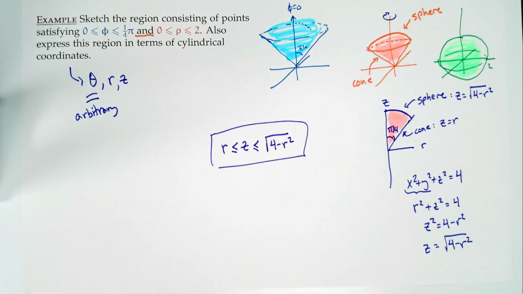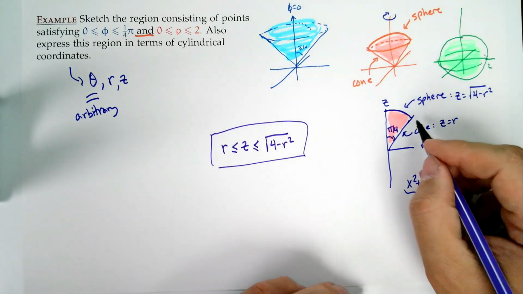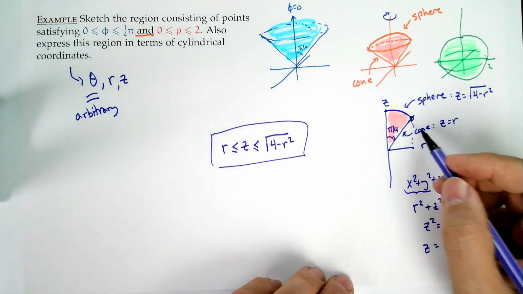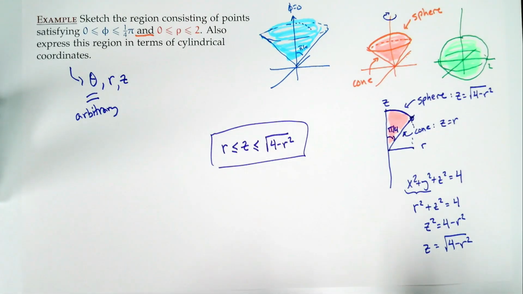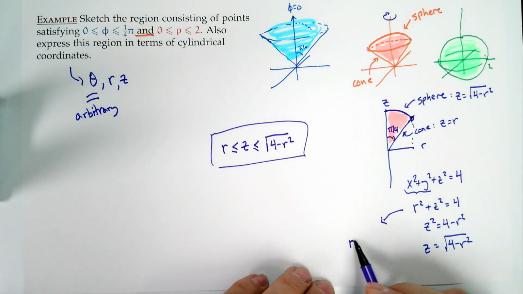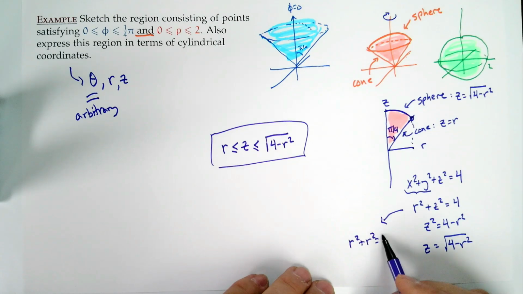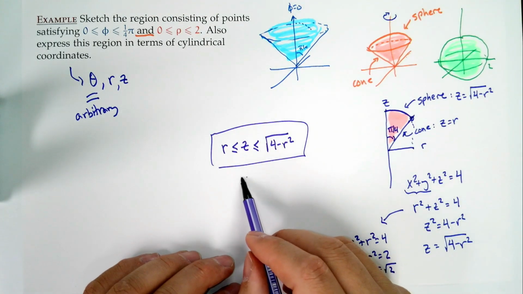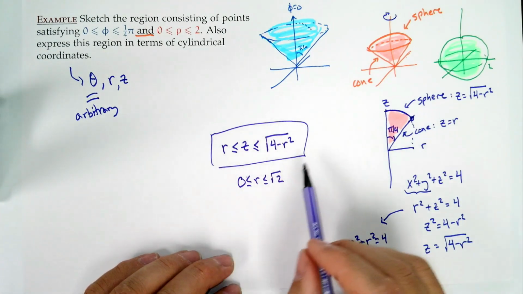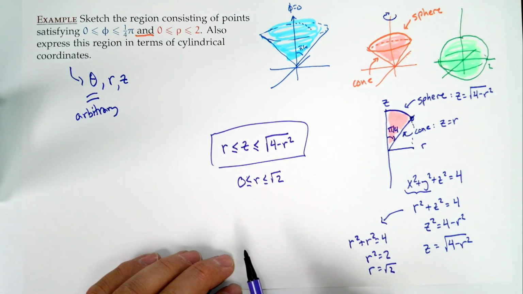Now, you might want to say, can we go a little bit further and say what's true about r? Well, we can. If I want to know where r goes between, I can figure out where these intersect. Wherever they intersect, it has to be the case that r and z are the same. So if r and z are the same, then r squared plus r squared equals 4, or r squared better be 2, or r equals the square root of 2. So we could add in 0 less than or equal to r less than or equal to the square root of 2, but it's redundant information that is actually forced by this relationship.